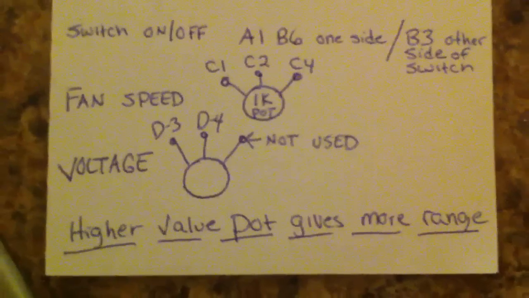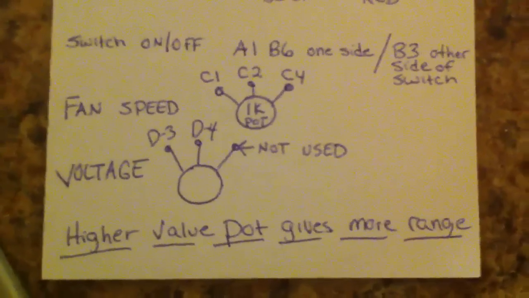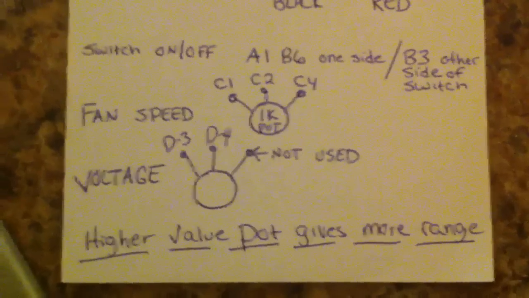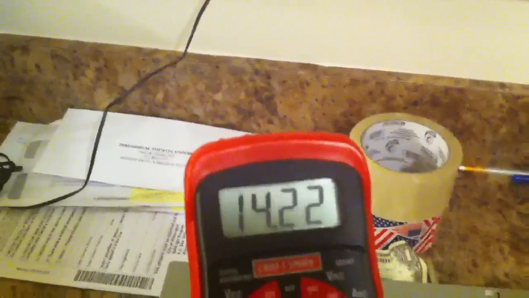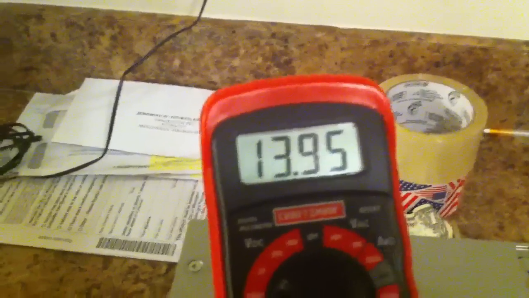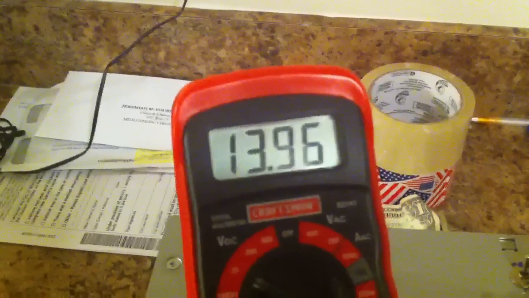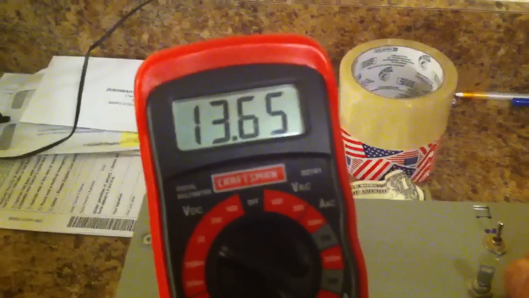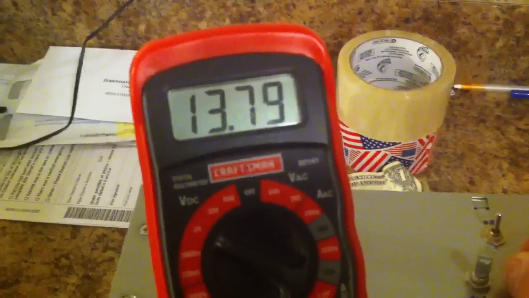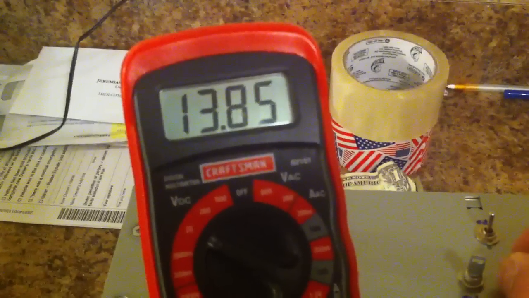A higher value pot gives you more range of your fan speed and your voltage. I'm using a 1K pot. So what that means by using a 1K pot is the 1K pot will cut this voltage off at about 14.2325.